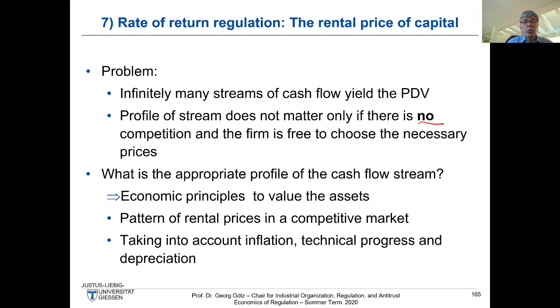Now, the question is, what is the appropriate profile of the cash flow stream, and how do we value that? What we are using are the economic principles to value the assets as they would work in a competitive market. And as you hopefully remember from, actually I could just jump back to this slide of the Bundesnetzagentur.